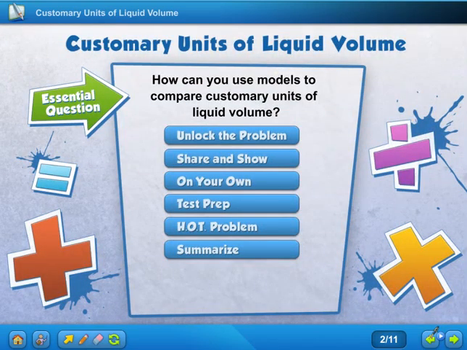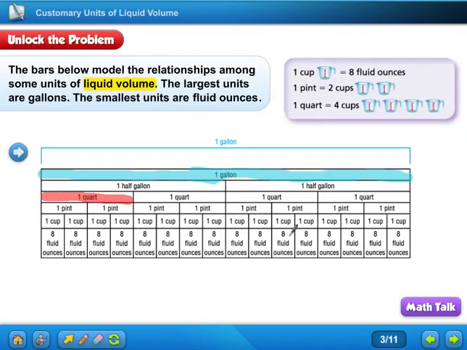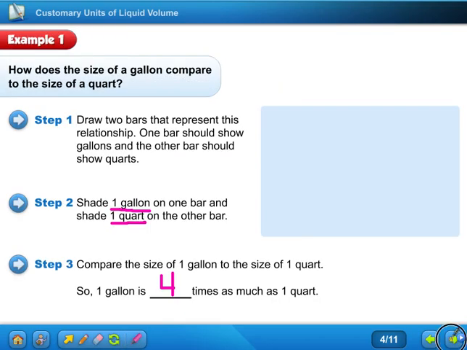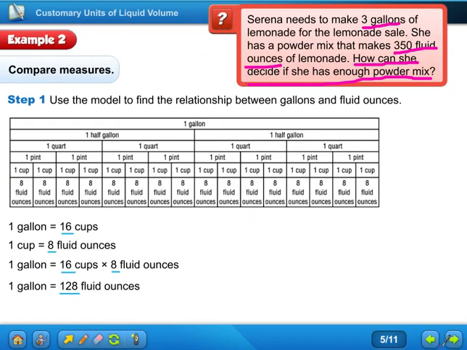So that is how we can make models to compare customary units of liquid volume. We just answered that question by looking at this model right here. We also have a model like this. And we also made a table right here.